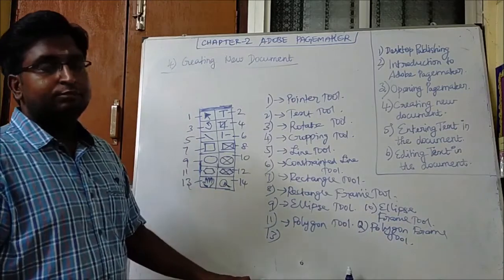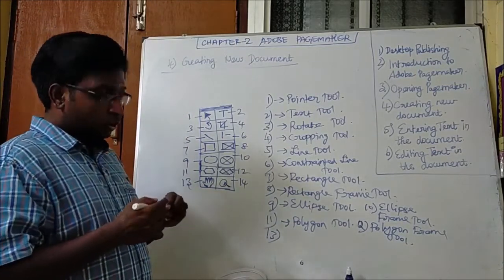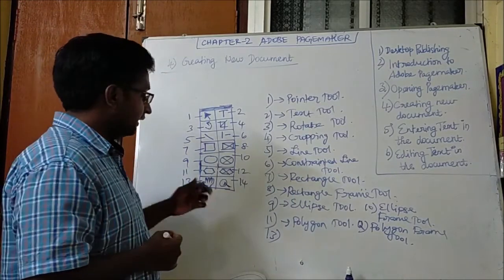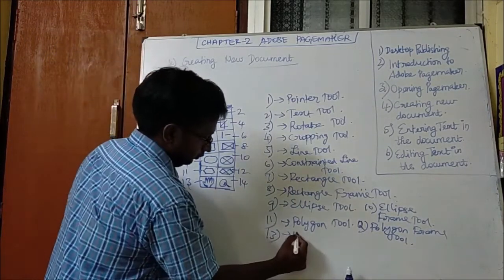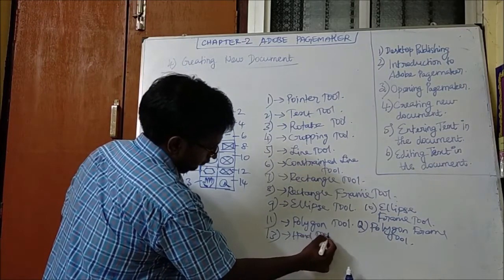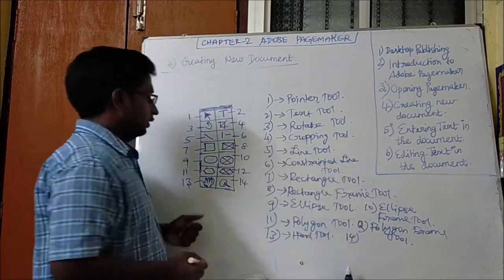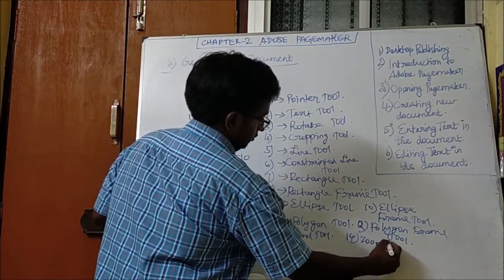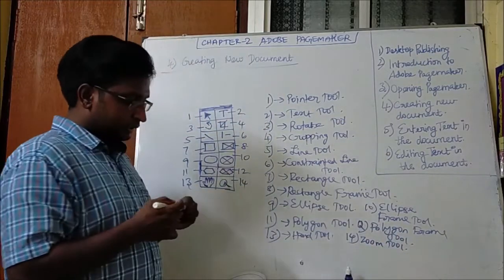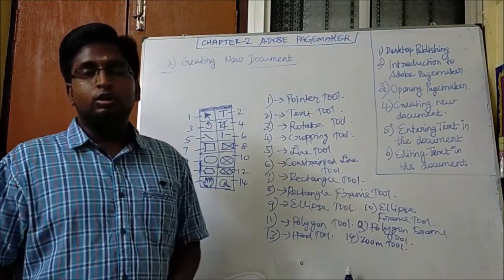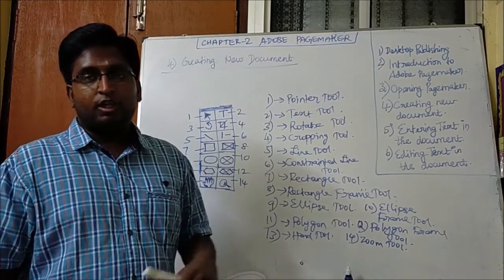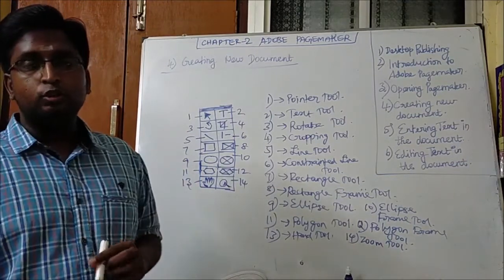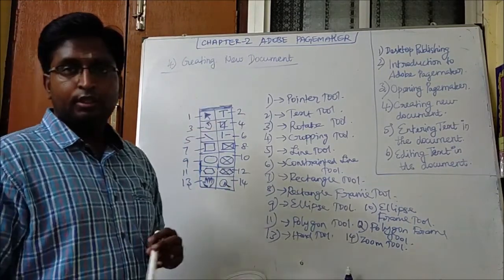And this hand symbol is used to hold an object or to select an object using this hand tool. And this one is the zoom tool. To magnify a particular content, you can use this zoom tool to enlarge the content or the image. So these are the tools available in the toolbox, which is the most important 5 mark.